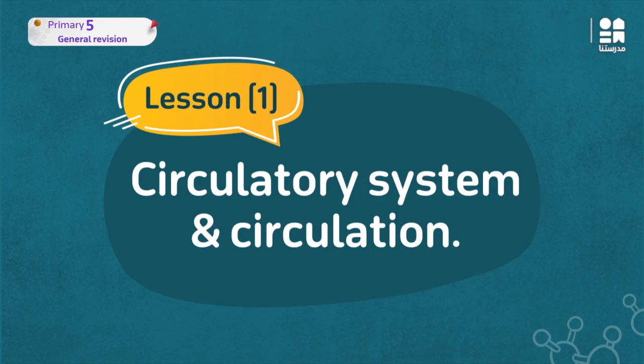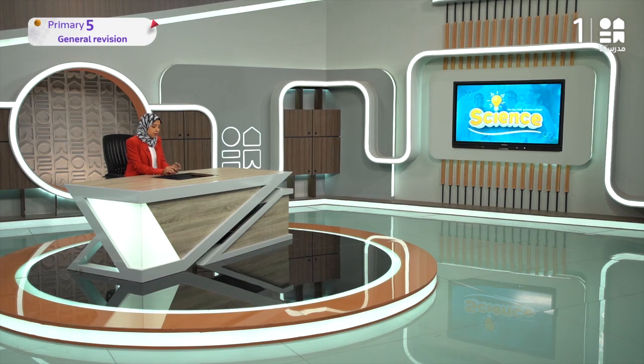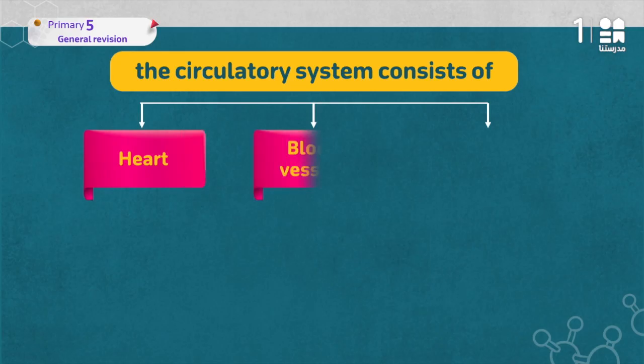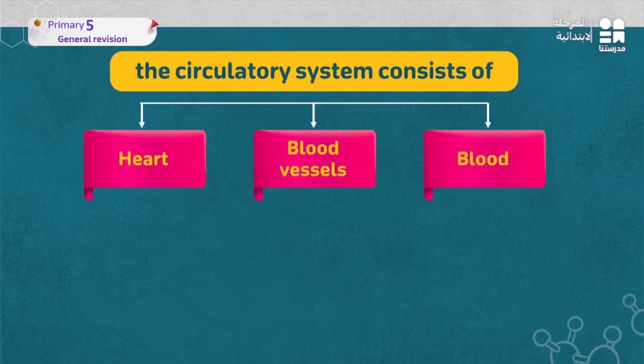طب دلوقتي unit number 2. Unit 2 فيه 2 lessons. Lesson 1 which is the circulatory system and circulation. طب نركز بقى كويس في الجزء ده. Circulatory system and circulation. أول حاجة it consists of إيه؟ Consists of 3 parts: heart, blood vessels and blood.